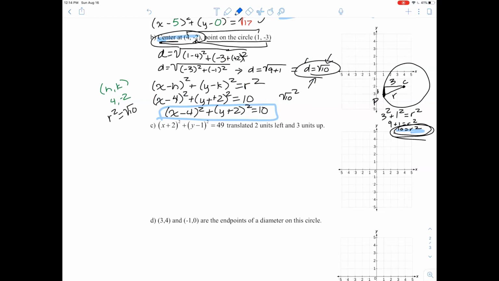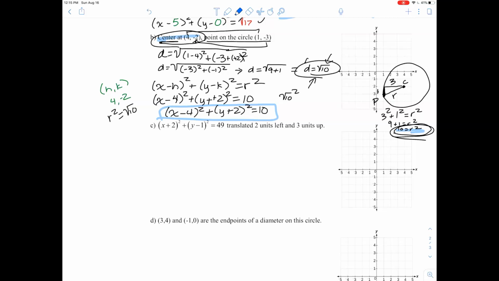Next, here we have an equation of a circle, x plus 2 quantity squared plus y minus 1 quantity squared equals 49. And you're going to translate. Translate just means you're going to slide it 2 units to the left and 3 units up. So let's think about that for a second. We're just relocating the circle. We're not changing the size of it. So the radius is going to stay the same. It's just moving to a new location.